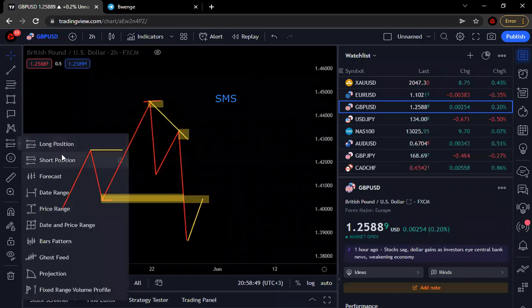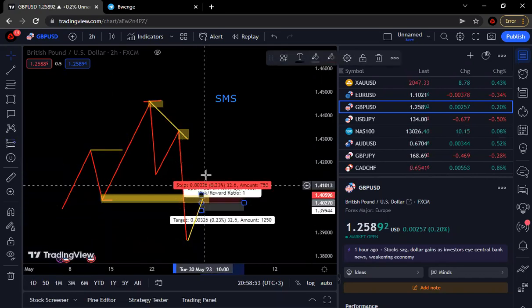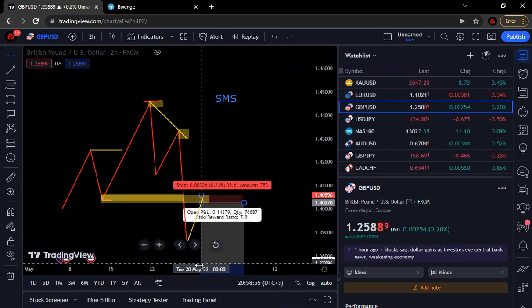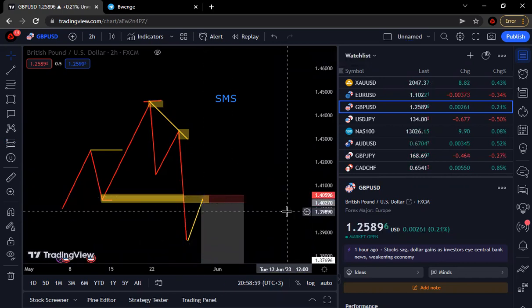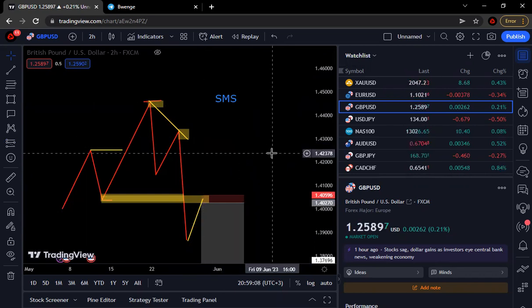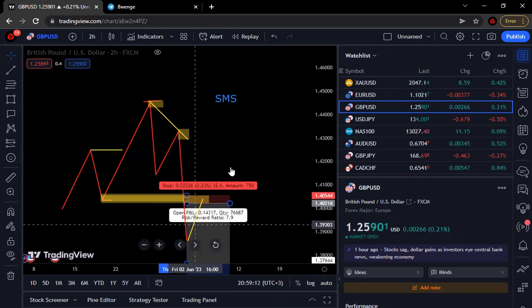This is what we call a mitigation block. Okay, understood? That is very, very important. So let me show you what a breaker block is.